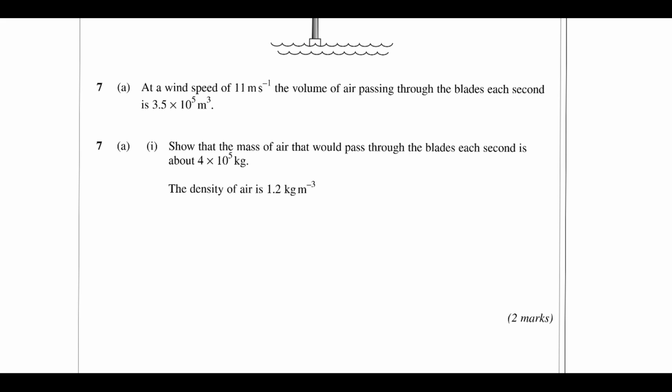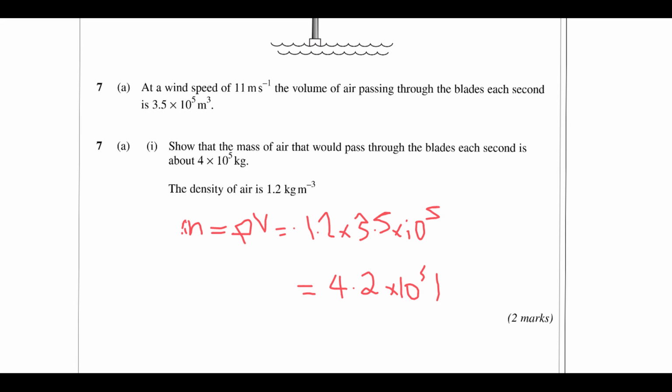So we've got density. So the equation we're looking for, mass, is density times volume. So 1.2 times 3.5 times 10 to the 5. If we do that, it's going to give us a value of 4.2 times 10 to the 5 kilograms, which is roughly 4 times 10 to the 5 kilograms. So we can see that that works out there.